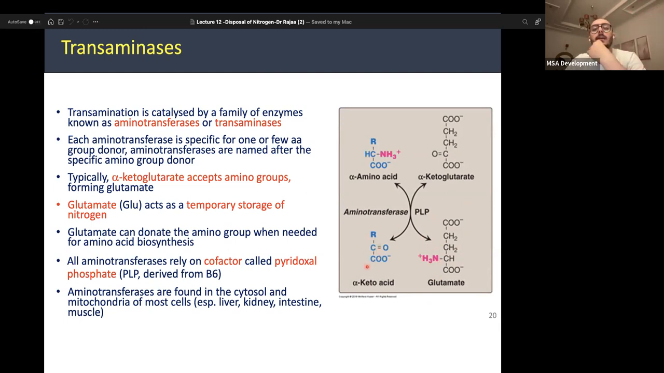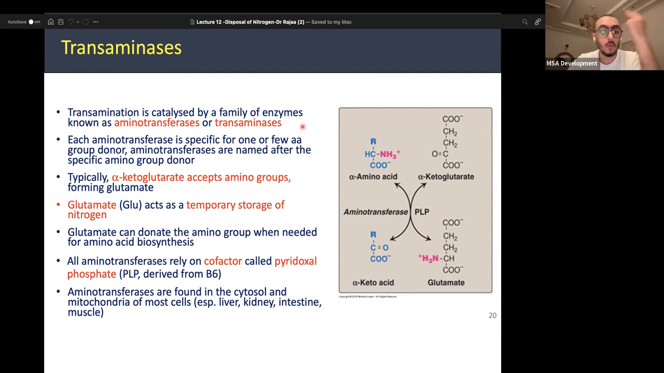Oxaloacetate is an intermediate of the TCA cycle, and it is a form of energy. Basically, it's the precursor to ATP. When you complete the process, you will have ATP. This is basically transamination, all of transamination.